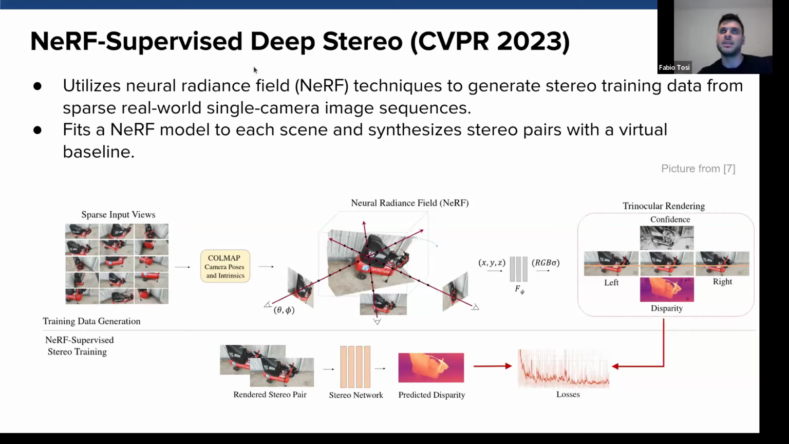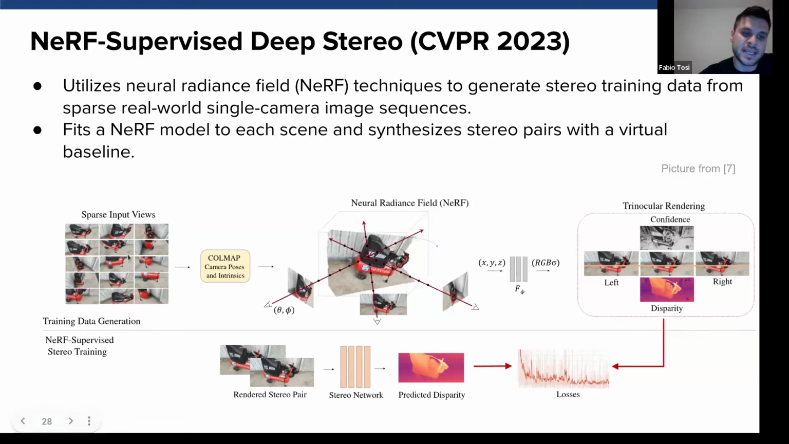And so the basic idea of this work is that we can exploit neural radiance fields to generate views at arbitrary points in the 3D space. And so thanks to this capability of the neural radiance field, we can generate perfectly rectified stereo images. And this can be achieved just by using a smartphone, a single camera. So the pipeline is as follows. We collected several scenes using a smartphone. So we collected images of a given scene from different viewpoints.